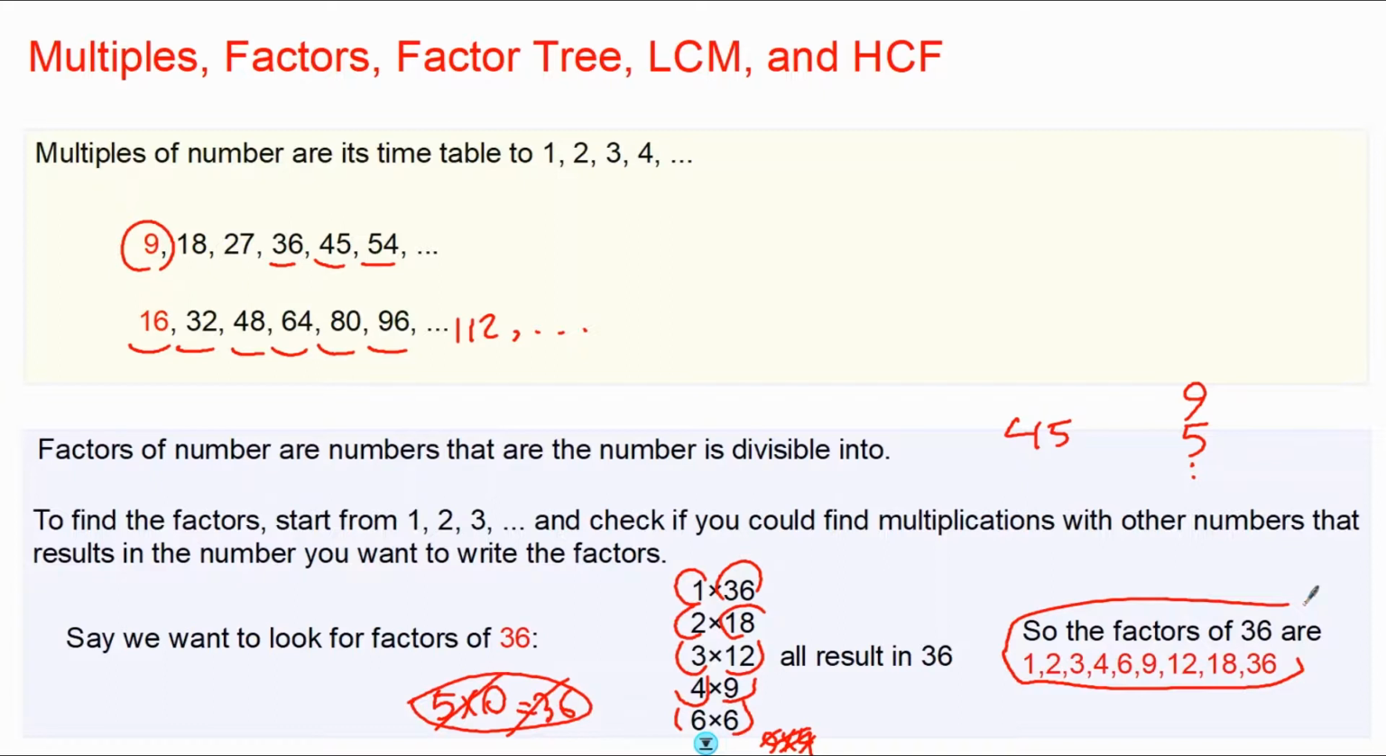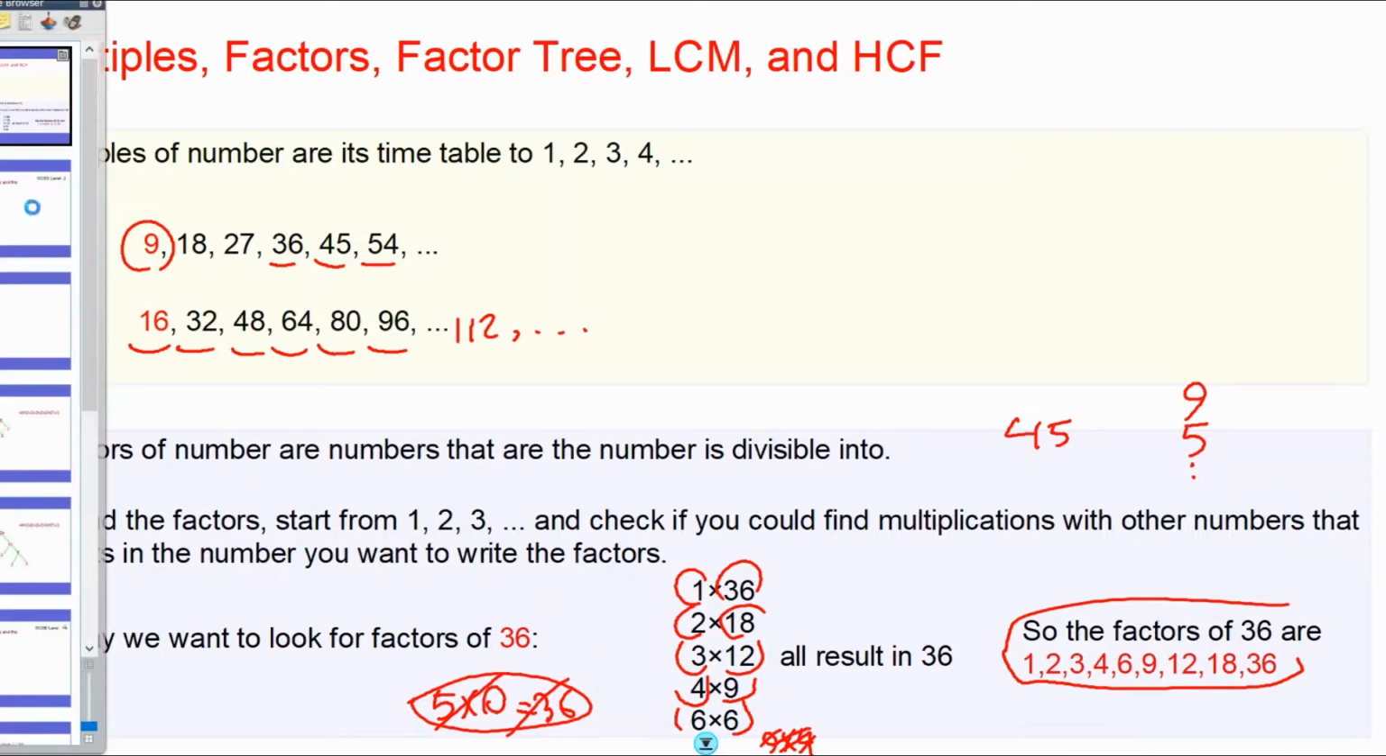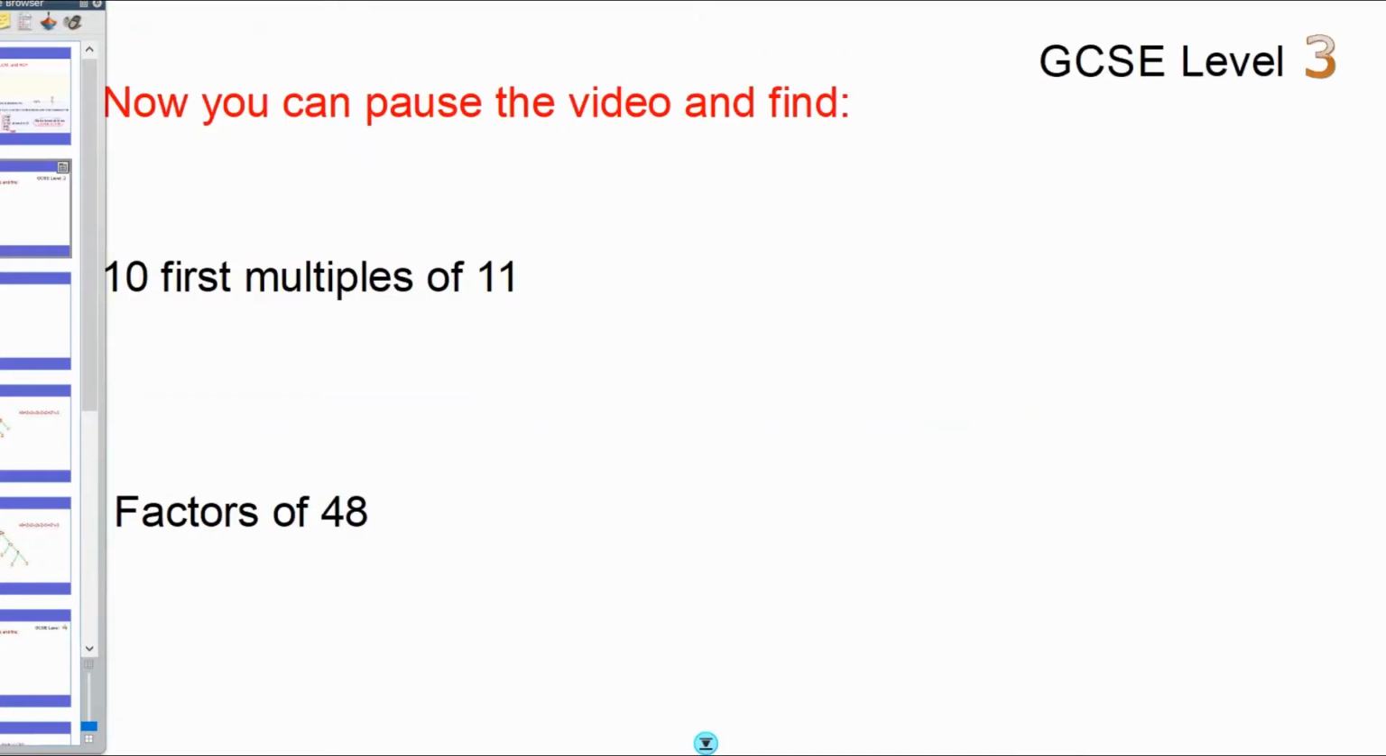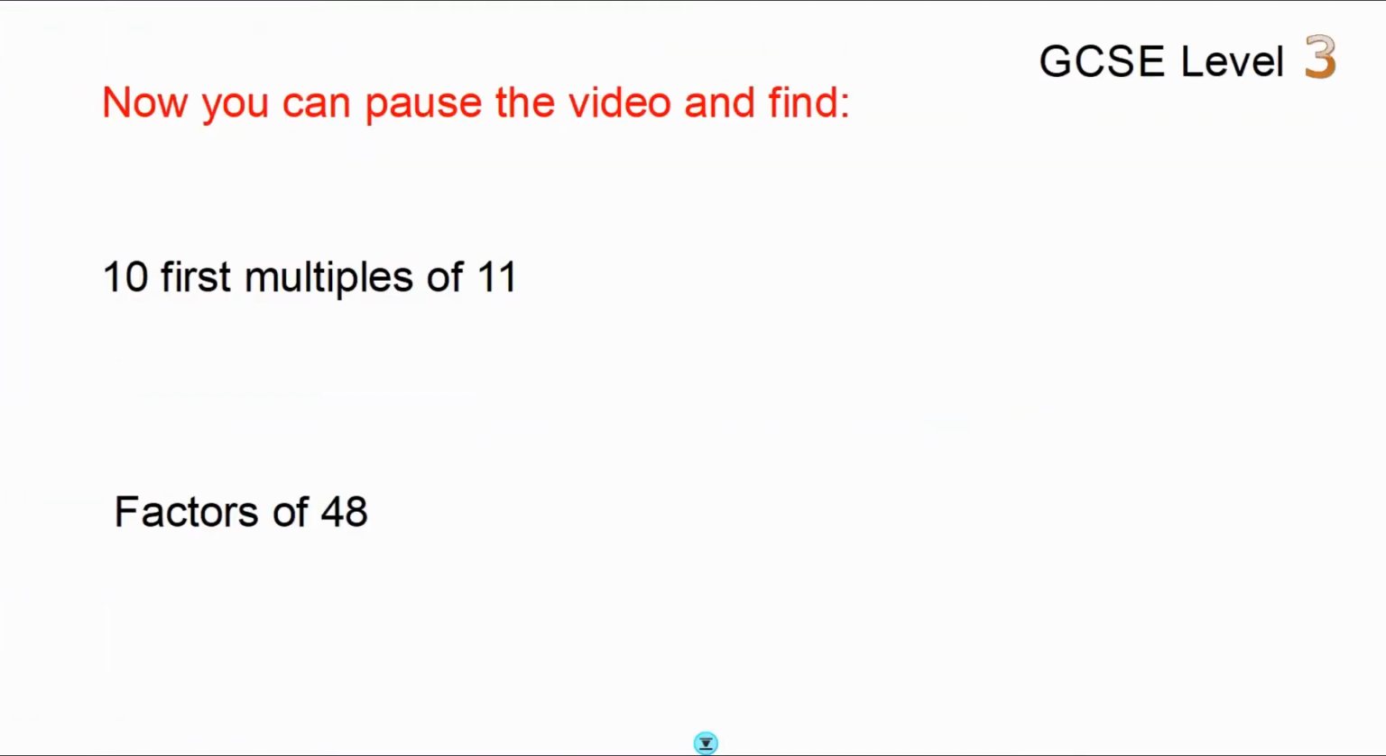Now, going to the next page. I have put in here quick questions for you to try. Write down the first 10 multiples of 11, and also write down factors of 48. This is a GCSE level 3, and at this point, if you want to, you can pause the video and give yourself about two minutes for these 2 questions.